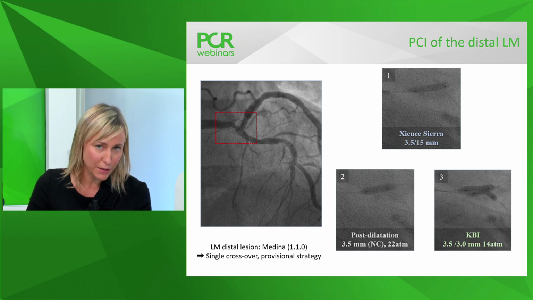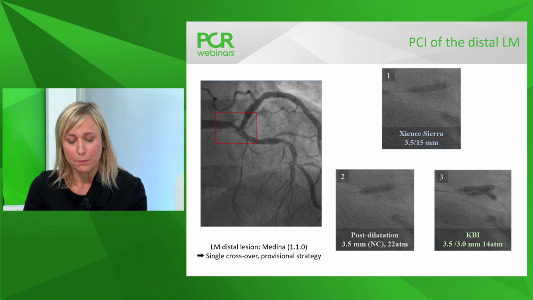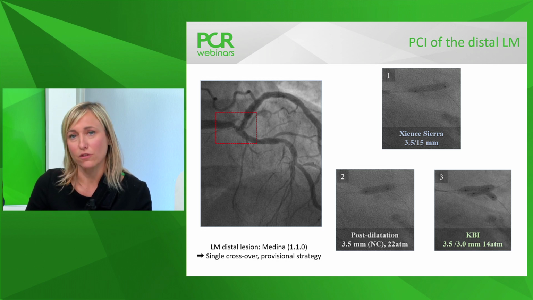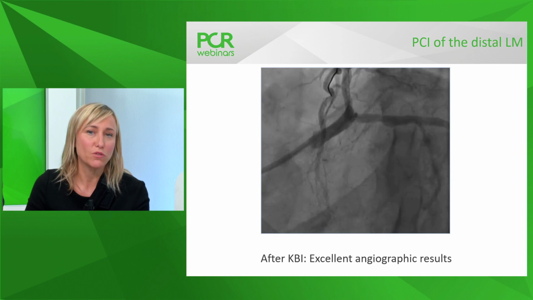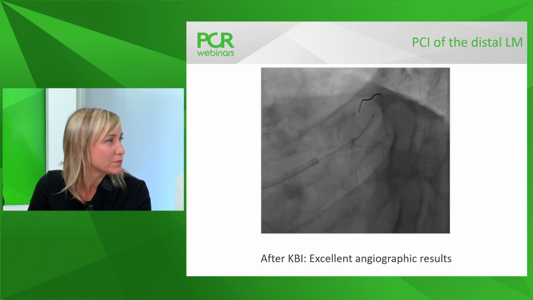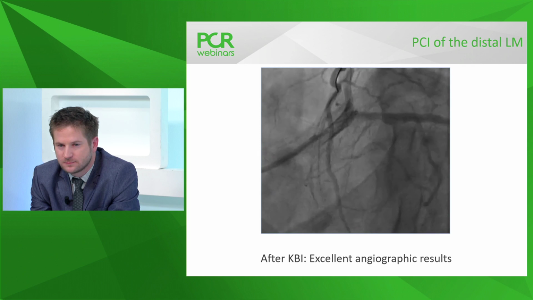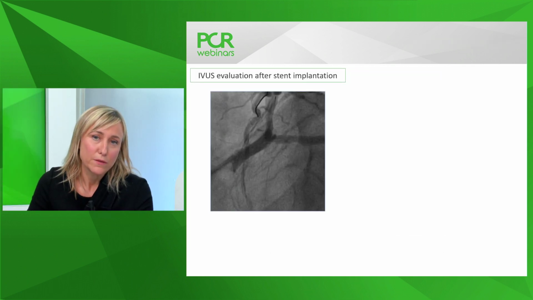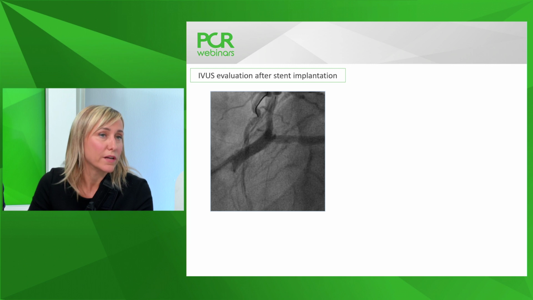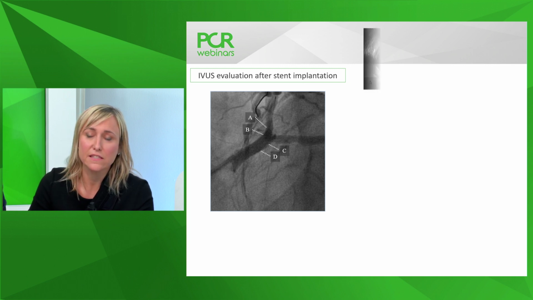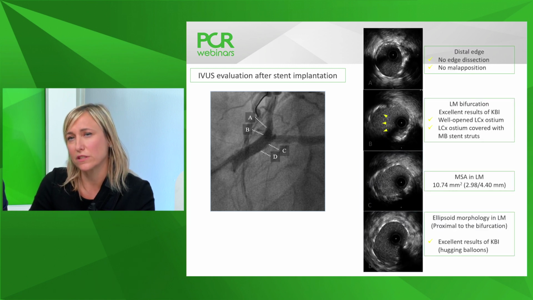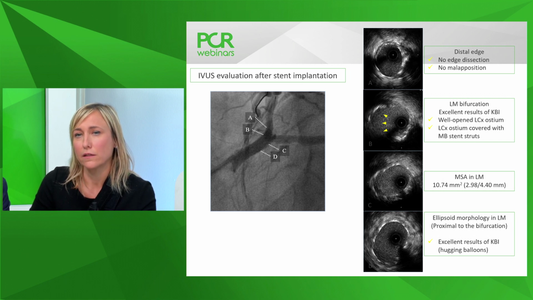A kissing balloon inflation was done. But then, and this is the importance of the imaging, angiographically it looks fine. What do you think? Would you stop here or do something else? What we have learned is to do an IVUS in this kind of case, and this is the IVUS evaluation. Distal edge: no edge dissection, no malapposition. Excellent result of the kissing balloon, well-open circumflex ostium, covered with stent struts.